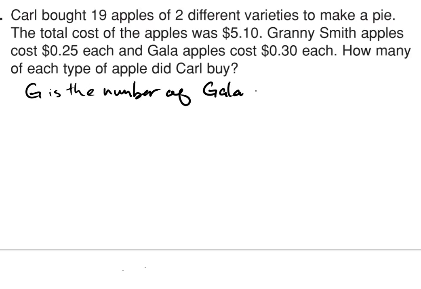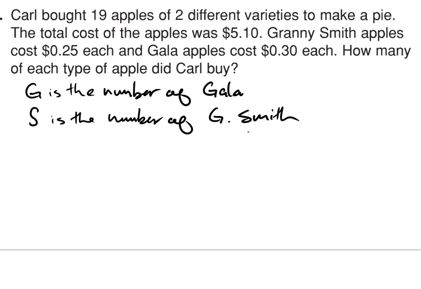Gala apples. And shoot, I guess I'll use S. S is the number of the Granny Smith apples. So I'm picking variables that I hope make sense to me, right? Now there's two things that are going on here. One of them is the quantity of apples, and one relates their cost, right?